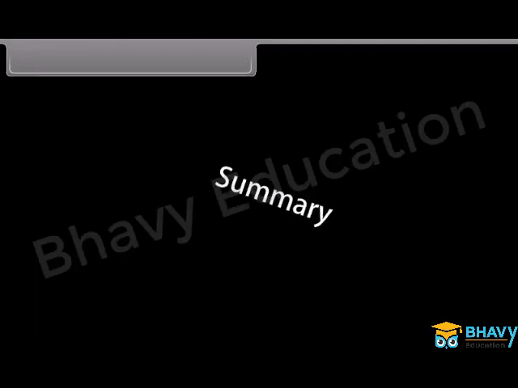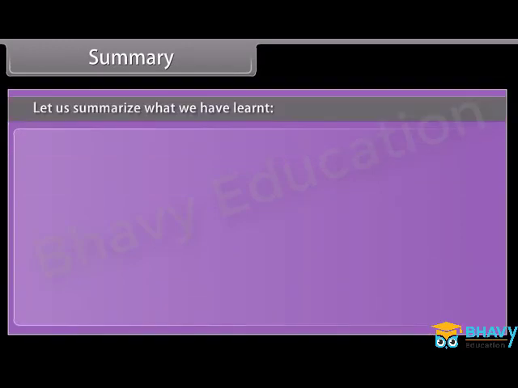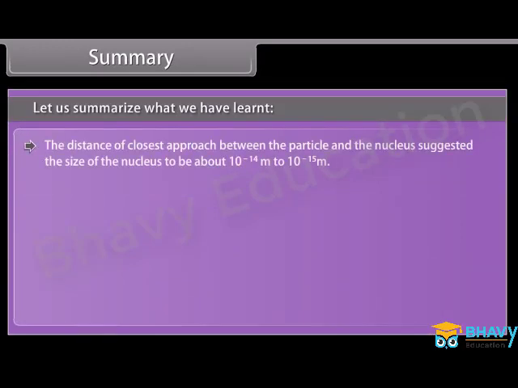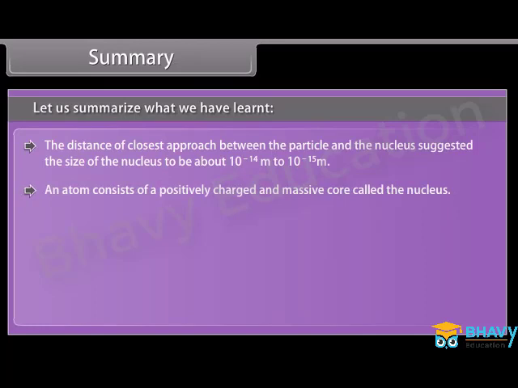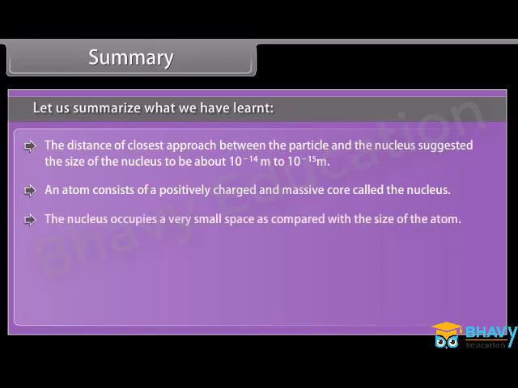Summary. Let us summarize what we have learned. The distance of closest approach between the particle and the nucleus suggested the size of the nucleus to be about 10 raised to the power minus 14 meter to 10 raised to the power minus 15 meter. An atom consists of a positively charged and massive core called the nucleus. The nucleus occupies a very small space as compared with the size of the atom.